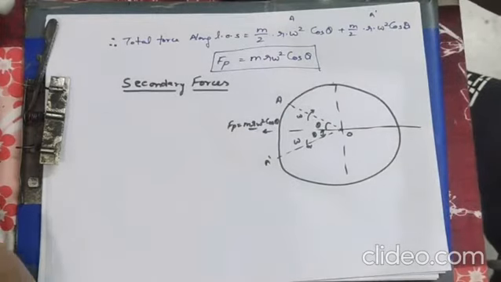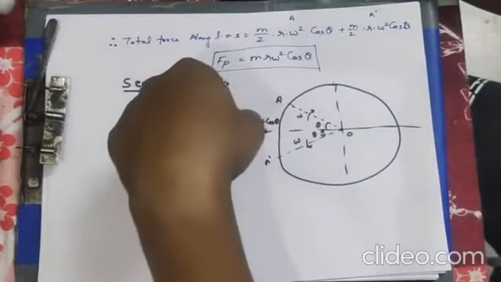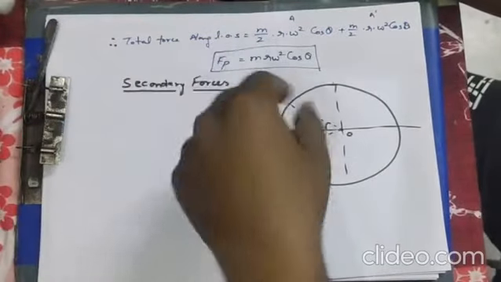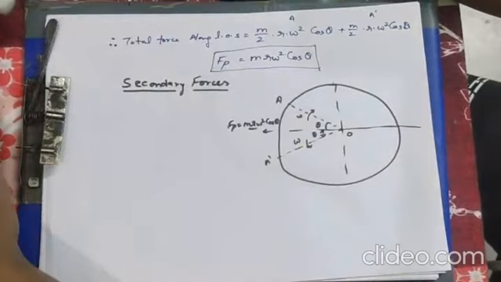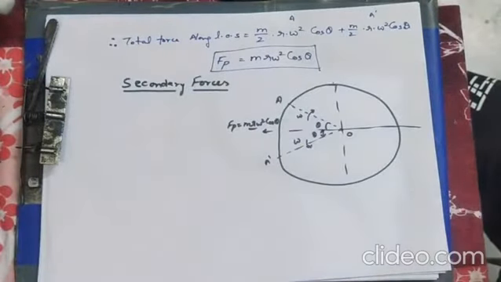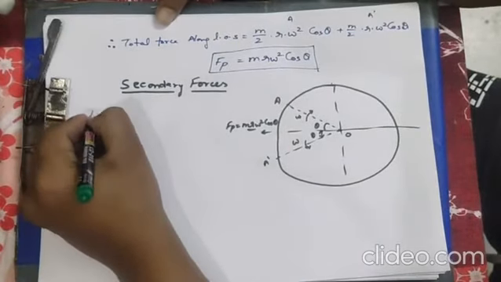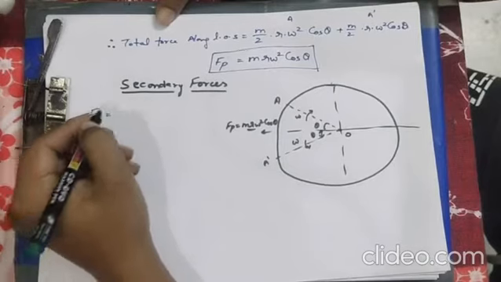Yes, this OA and OA dash are the direct and reverse cranks for the primary forces. But at the same time, when we study secondary forces, the magnitude of the secondary accelerating force is how much?